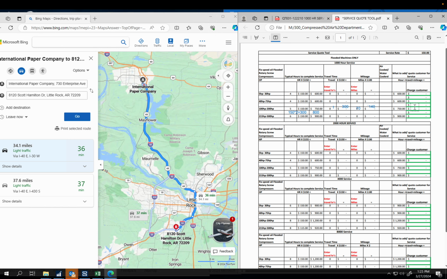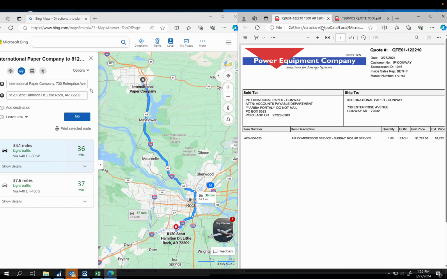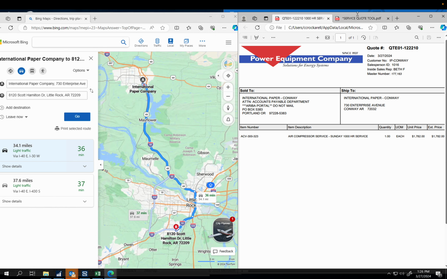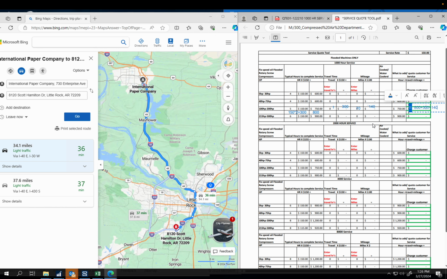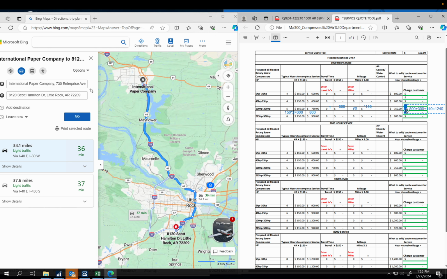So in this instance, we should add everything up together. So 800 plus 300 plus 140 should give us our total for what we'd want to charge them for a 1,000-hour service. 800 plus 300 plus 140 equals 1,240. So she got a little bit more in there. I'm trying to figure out how she did that, but I'll take it. A little bit more is better than a little bit too less. So 1,240 is what I would charge for a 1,000-hour service on a 150 horsepower machine.